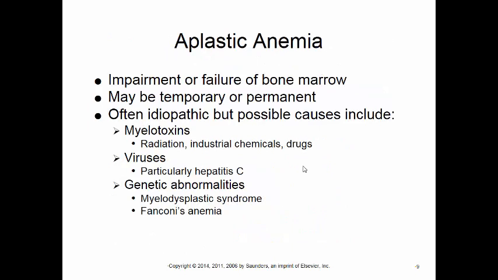The next type of anemia is aplastic anemia, and this comes from the impairment or failure of the bone marrow. So the bone marrow is damaged. It can be temporary or permanent. It's often idiopathic, which means we don't know the cause of why all of a sudden we get this aplastic anemia where the bone marrow is not functioning correctly.